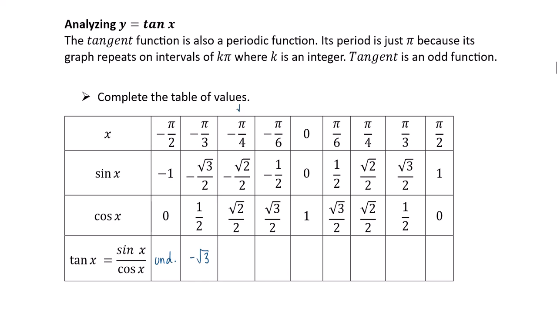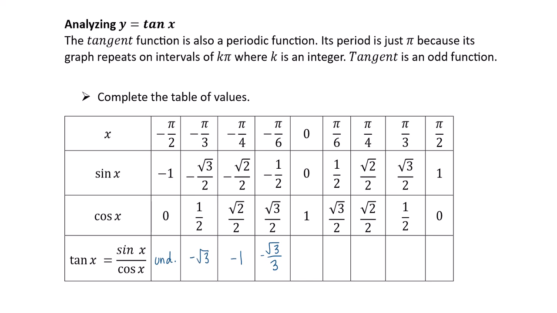For the angle negative pi over 4, I'm looking at negative square root of 2 over 2 divided by a positive square root of 2 over 2, and that gives me a -1. Now for the angle of negative pi over 6, the sine of x divided by cosine of x is going to be -1/2 divided by square root 3 over 2. That is going to give me a -1 over square root 3. And when I simplify that, I get a negative square root of 3 over 3.